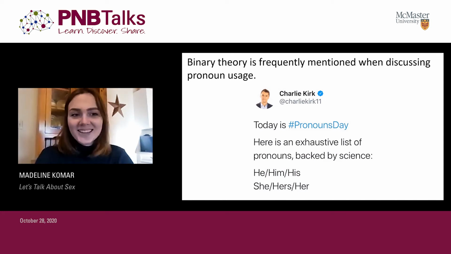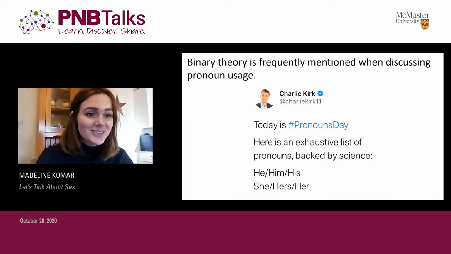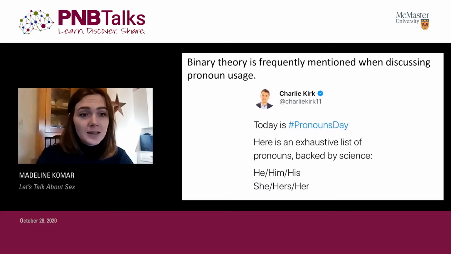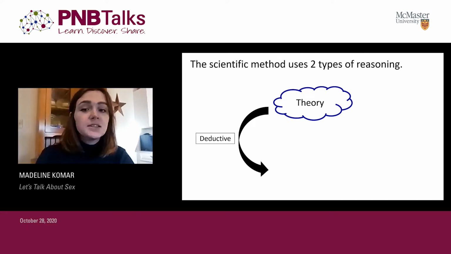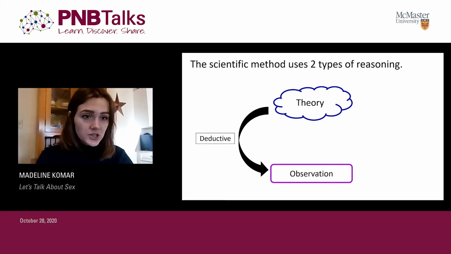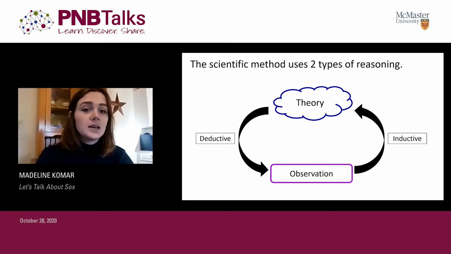He even mentioned science. Now, I'm a psychology student, so I love science, and we can evaluate Charlie's claims using the scientific method. The scientific method uses two types of reasoning. The first is deductive reasoning, where we use a general scientific theory to come up with a specific prediction. That prediction we can then verify using empirical observations. The second type of reasoning is inductive reasoning, where you use a specific observation to come up with a general scientific theory. Inductive reasoning is also how we modify scientific theories to accommodate new information.